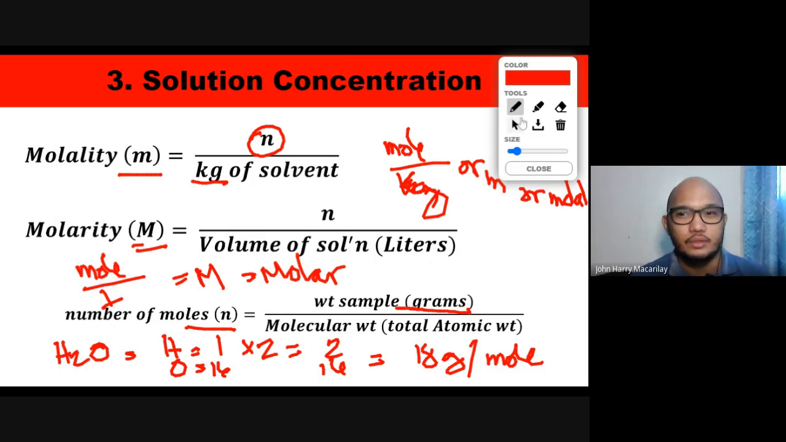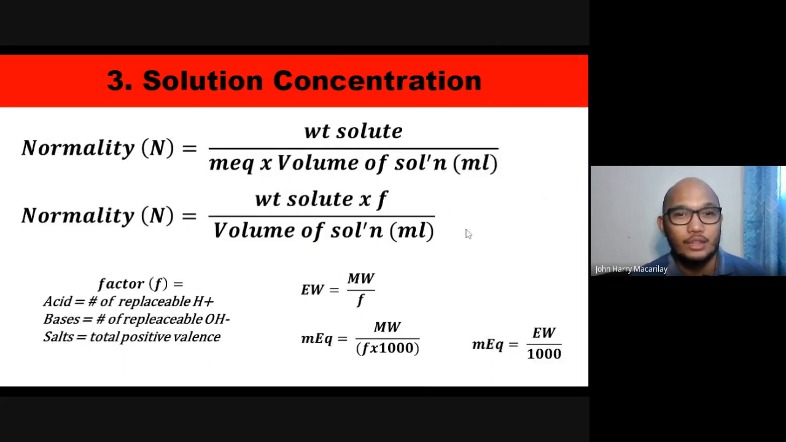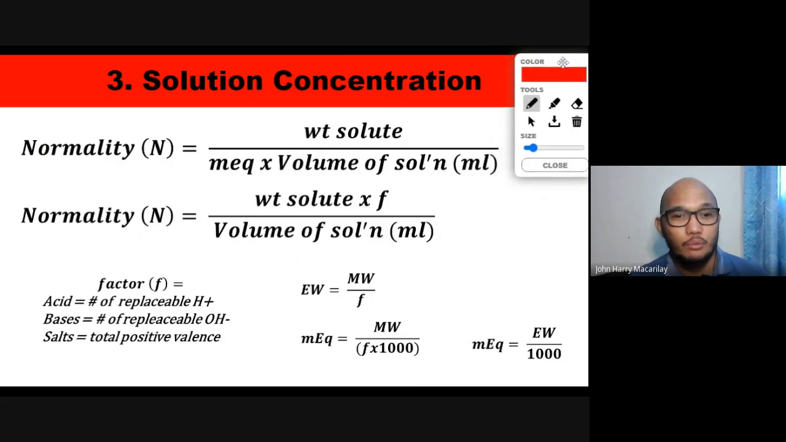The difference between molality and molarity are the units: liters of solution for molarity, kilogram of the solvent for molality. And then next would be your normality. Normality is termed as your equivalent per liter: the number of equivalents per liter of solution, or number of milliequivalents per liter of solution.